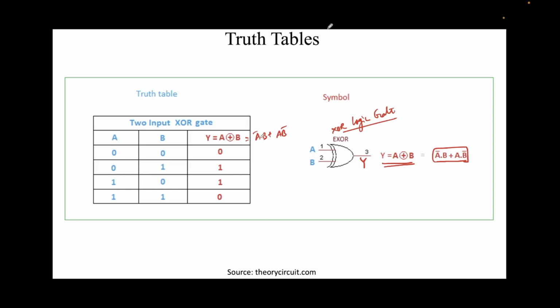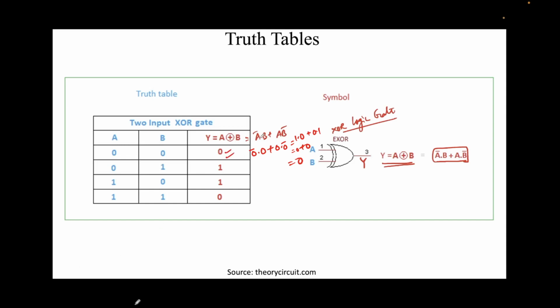I'll do the first row, since I didn't do it here properly. So we know that A is 0 and B is 0. So we'll say 0 bar dot B is 0, 0 plus AB bar. The value of A is 0 and B is also 0, 0 bar. So this will come out to be 1 times 0 plus 0 times 1, which is 0 plus 0. 0 plus 0 is 0, and hence it will be 0.